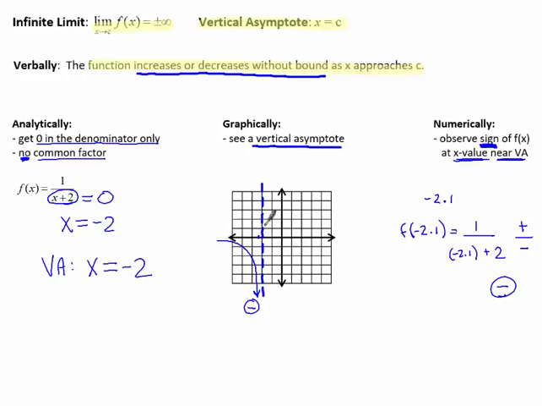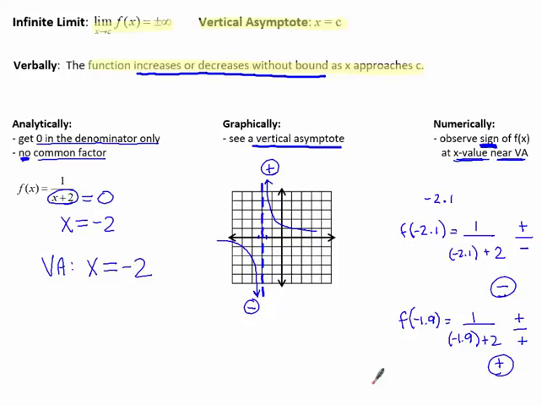How about from the right? Let's pick a value very close to negative 2, but just to the right, like negative 1.9. So f of negative 1.9, 1 over negative 1.9 plus 2, that makes a positive value over a positive value, and a positive over a positive makes a positive value. So from the right, the function will be increasing without bound, going towards positive numbers.